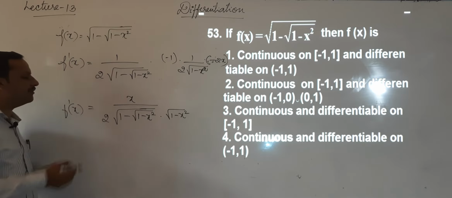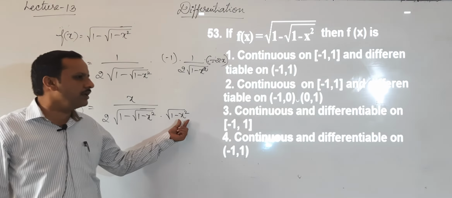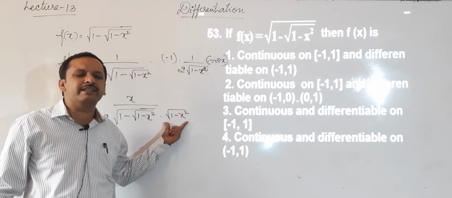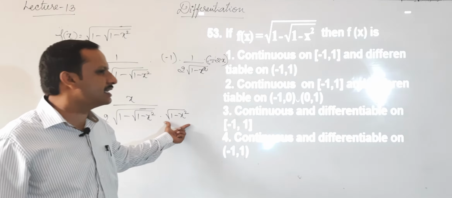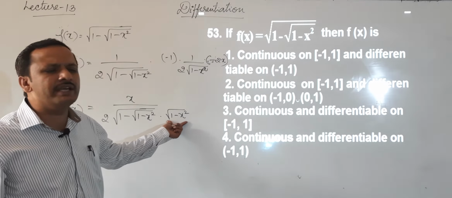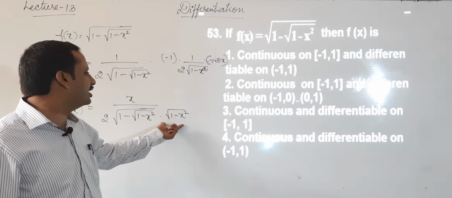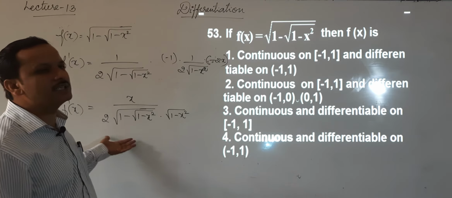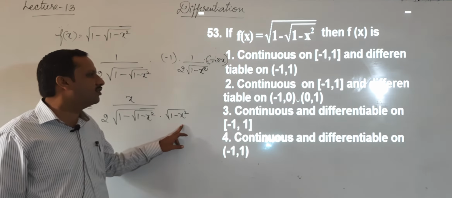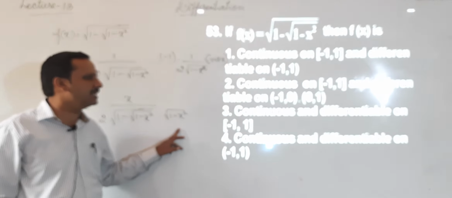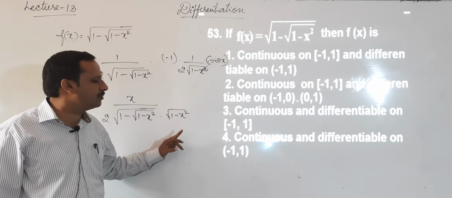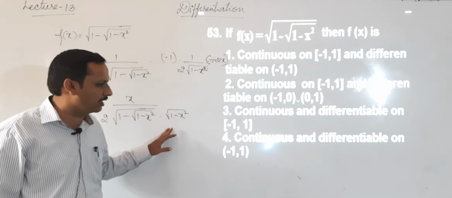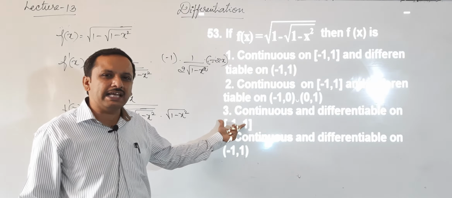Now, let us check when it does not exist. Clearly there is root 1 minus x square in the denominator, and when I put x equal to 1, I am getting 1 minus 1, which is 0. So, denominator is 0 means f dash of x does not exist at x equal to 1 and at x equal to minus 1. Therefore, third option is eliminated.